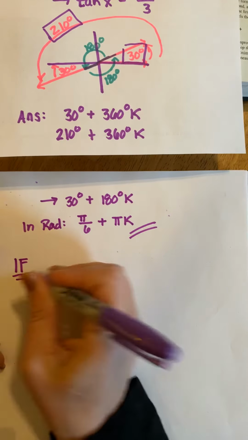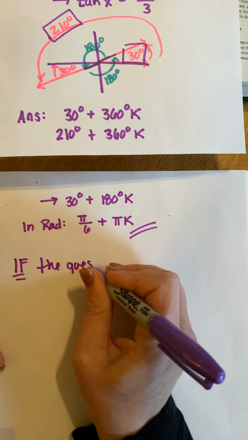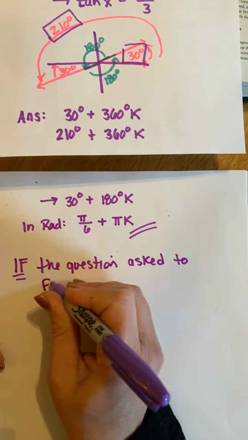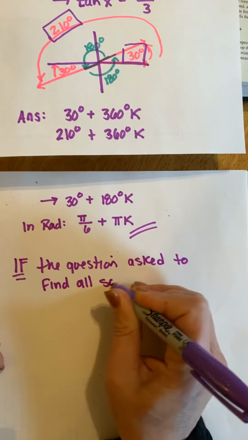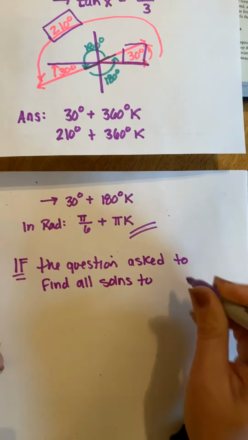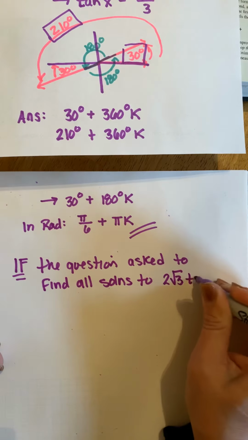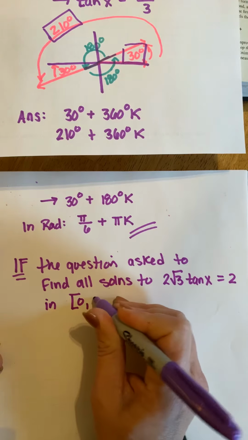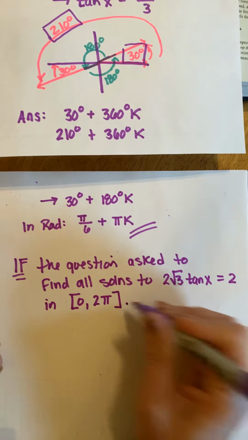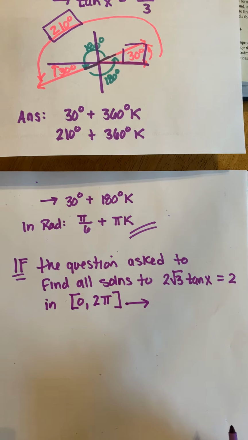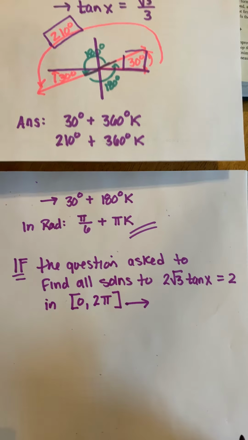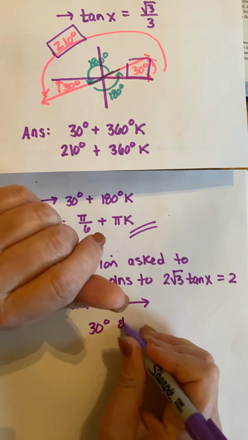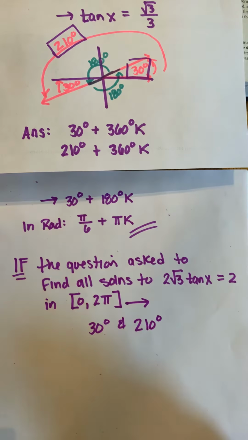If the question said to find all solutions to this equation, 2 square root of 3 tangent of x equals 2 in 0 to 2 pi, how would we handle that? Well, it's only looking for the angles within one rotation around, so it's going to be 30 degrees and 210 degrees, as we can see from our picture.